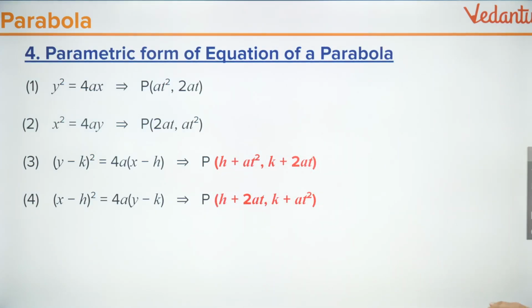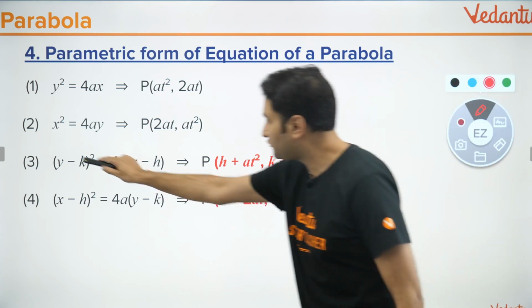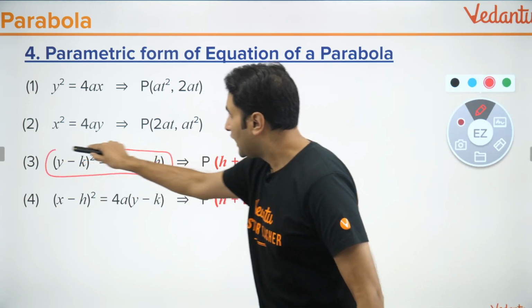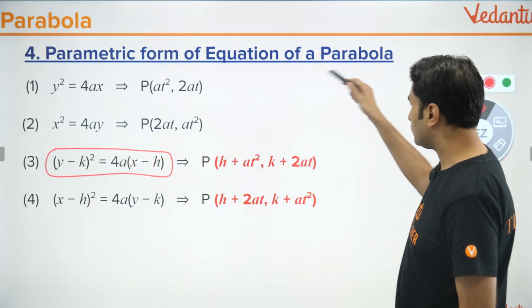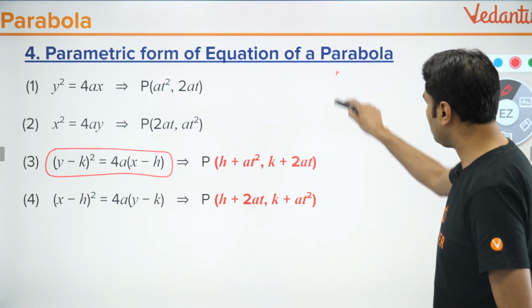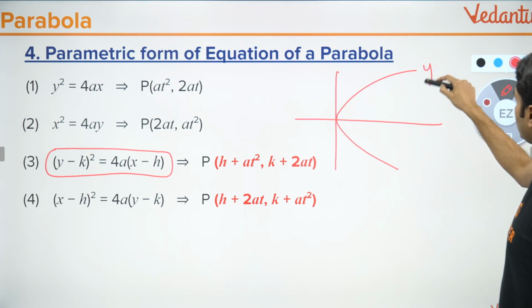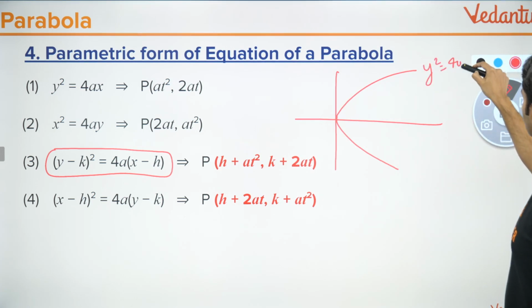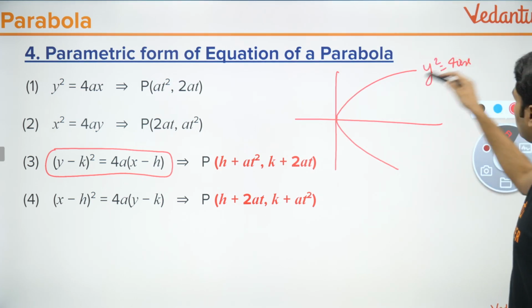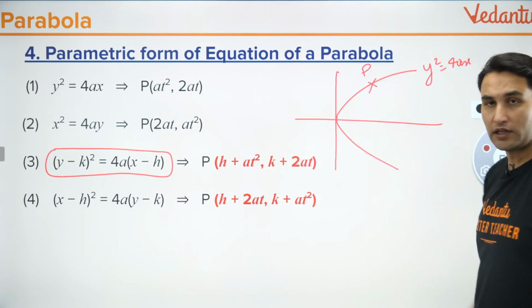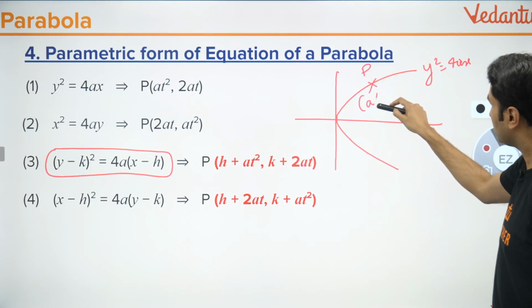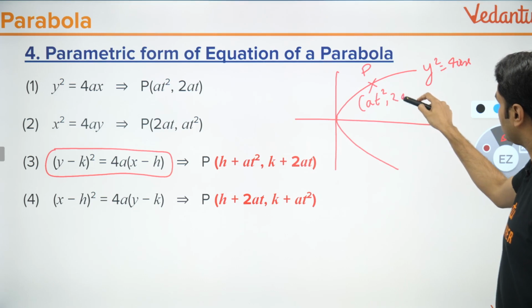So another thing to note, for a shifted parabola, how to write the parametric point also? Very simple. In the basic parabola y square is equal to 4ax, what did I tell you? What is any parametric point on the parabola? It is at square comma 2at.